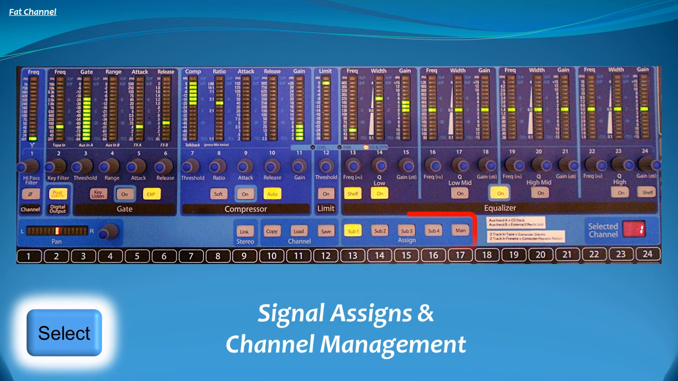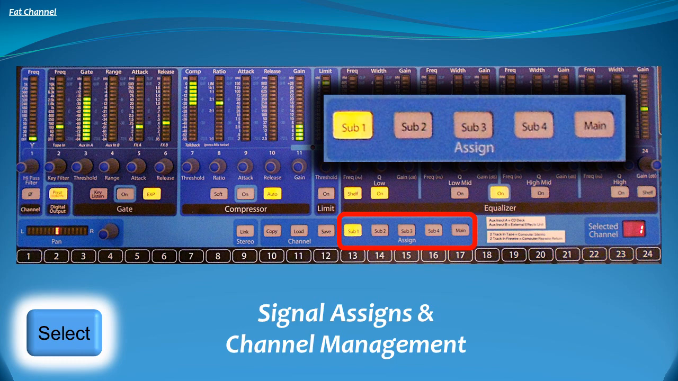Next, we come to the routing or assignments controls. These control the output destinations for the channel and bus outputs. Press a button to enable and assign. Press it again to disable it. Note the following conventions. The 24 input channels can be assigned to any of the subgroups or mains. The subgroups can be assigned only to the mains.